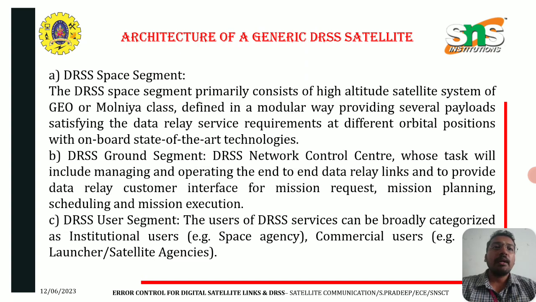The second one is the DRSS ground segment: the DRSS Network Control Center, whose tasks will include managing and operating the end-to-end relay links and providing the data relay customer interface for mission request, mission planning, scheduling, and mission execution. The last one is the DRSS user segment. The users of DRSS services can be broadly categorized as institutional users, for example space agencies, and commercial users, for example other launchers and satellite agencies.